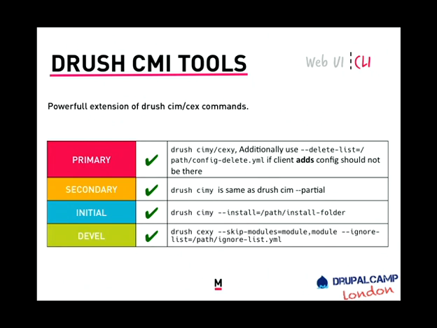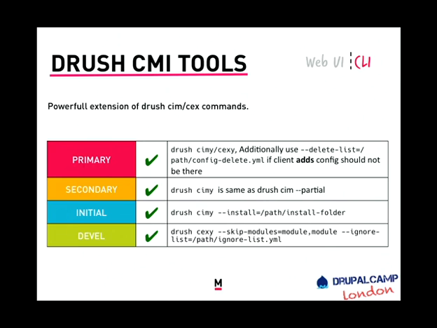So instead of keeping everything that is in production and is not in my configuration, you can mention: delete these three configurations because I don't need them anymore. For example, delete this field, delete this node type, or delete this block, because they shouldn't live on my environment anymore.